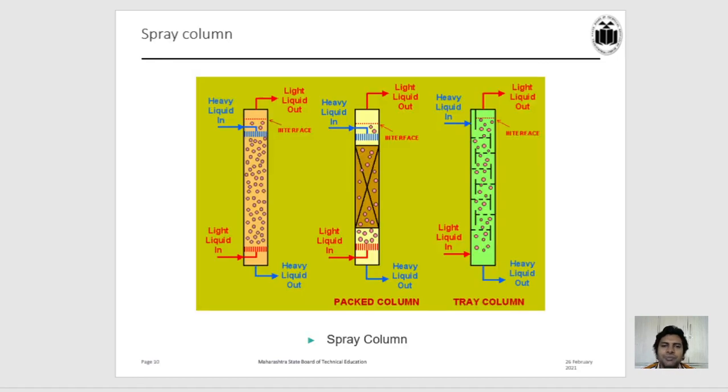This is the second column, the spray column. With the spray column, again, I have placed the packed column and the tray column for differentiation. The spray column is one of the oldest types of column. It doesn't have any kind of moving accessories inside the column. But if we think about the packed column and the tray column, in the packed column, specific packings are provided, and for the tray column, specific trays are provided.